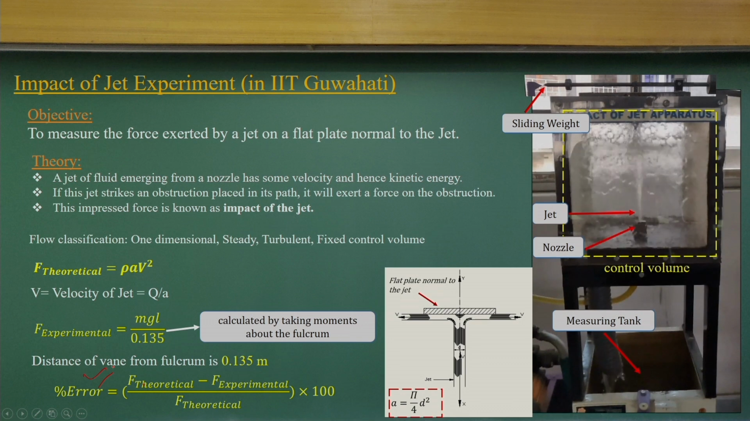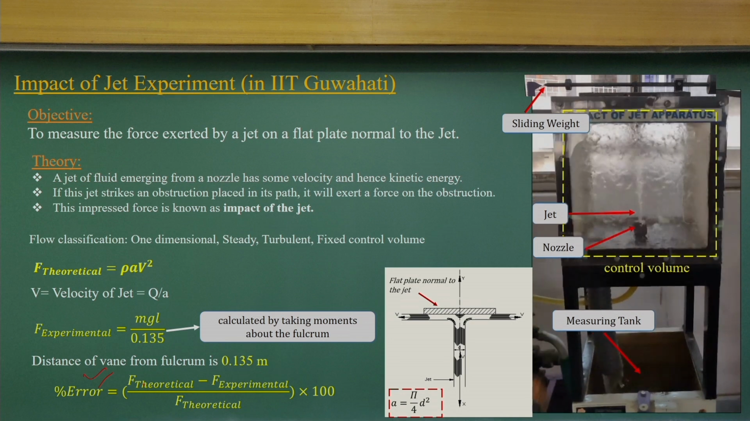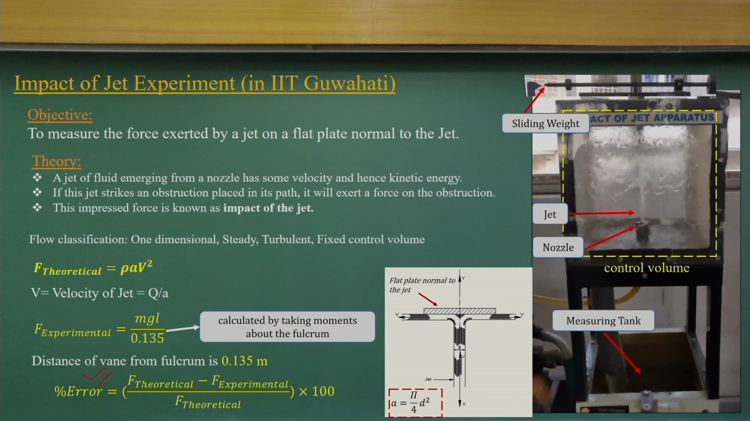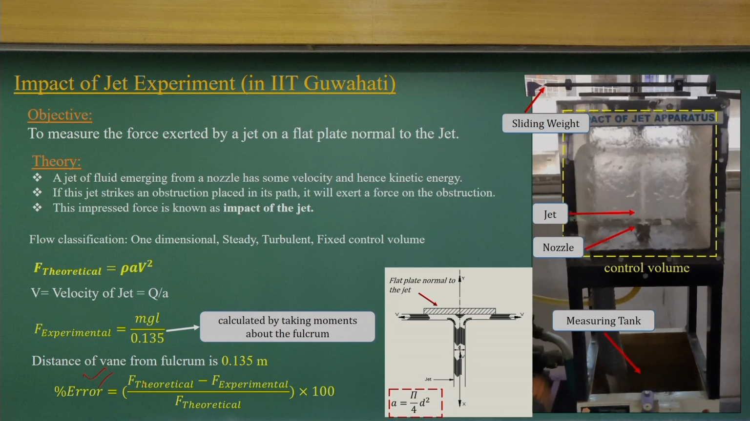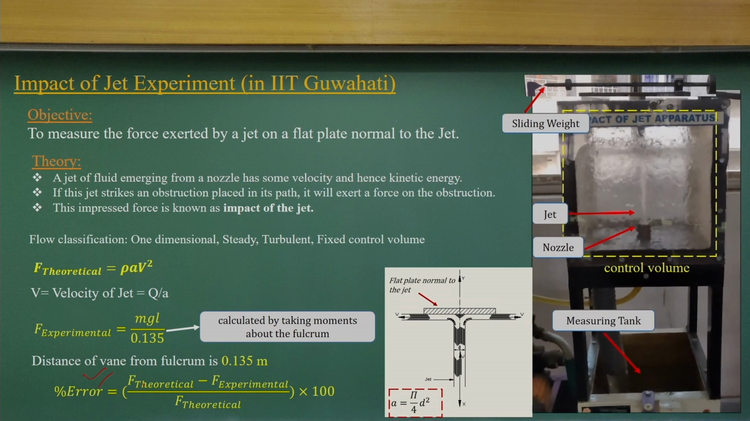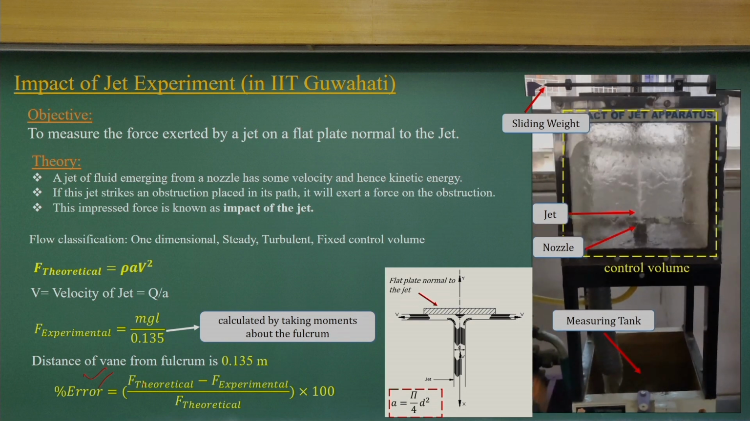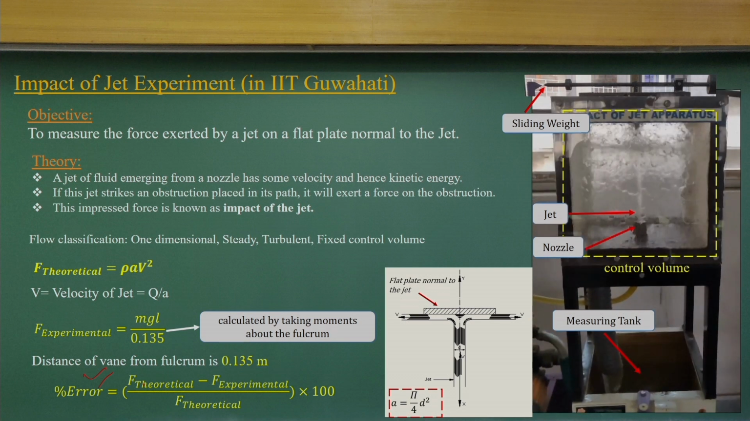This type of simple apparatus will be there in any engineering college. So, you can see how the force acts because of the jet impacting on the plate. This is a very simplified case, where the impact is normal to the plate. You can have many numerical examples where the plate can be inclined, the jet can be inclined, and different conditions, which we will also discuss in the next class.